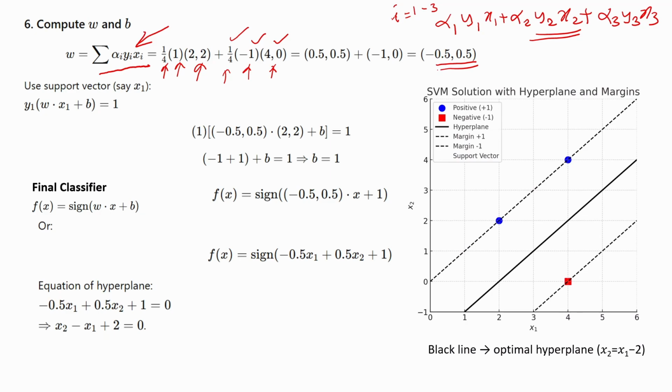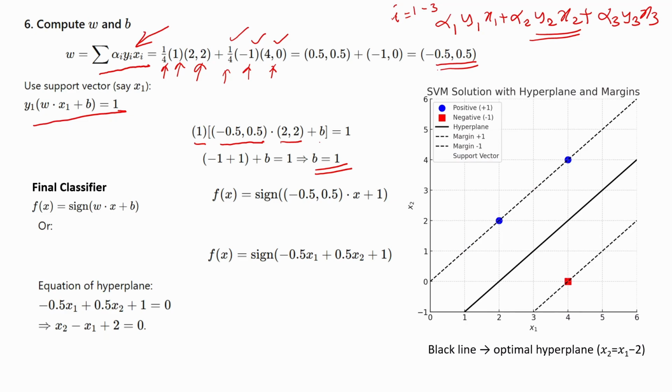Now let us consider this equation. We have y1 times w dot x1 plus b is equal to 1. So this is the support vector, we are just taking it as x1. We can substitute this in this one. So y1, w dot x1 plus b is equal to 1. Just any support vector we can take. We have chosen support vector x1. So we are substituting it, plus b is equal to 1. When simplifying it, we can solve for b. So we got b as 1.